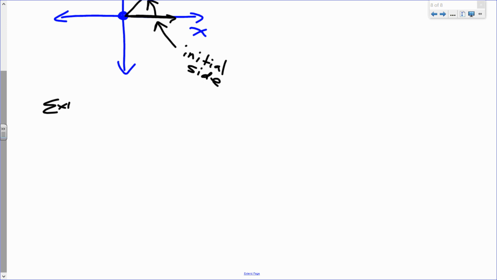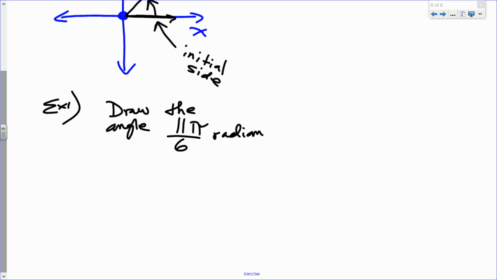Example 1. Draw the angle 11 pi over 6 radians in standard position.